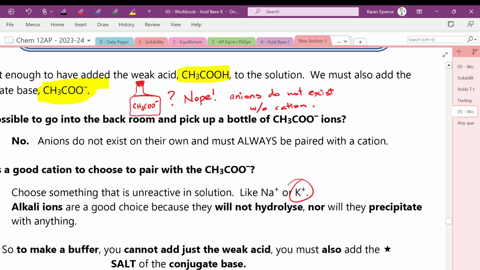Don't choose iron. Why would you not want to choose iron? Iron is not very soluble, but also it hydrolyzes, which would be very problematic. Okay.